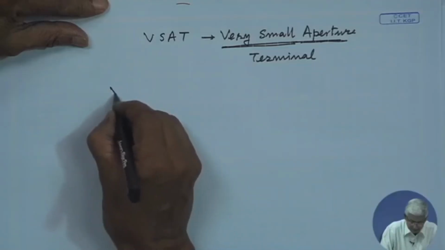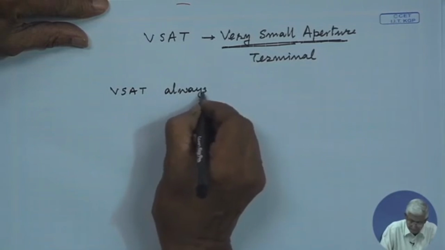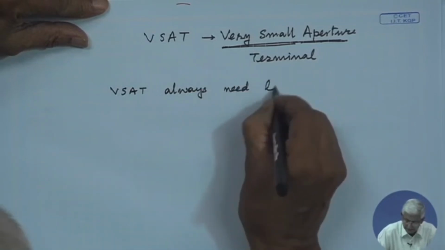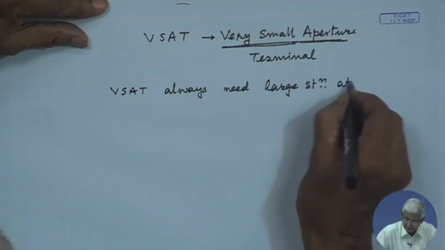Now it has a big advantage. The advantage is it is easily handleable. You can mount it on a rooftop, it does not have much weight, you can mount it on a lawn. So why can't a VSAT communicate with another VSAT? It has been seen that VSATs do not communicate directly with another VSAT. Let us see. VSATs always need a large station at the other end.